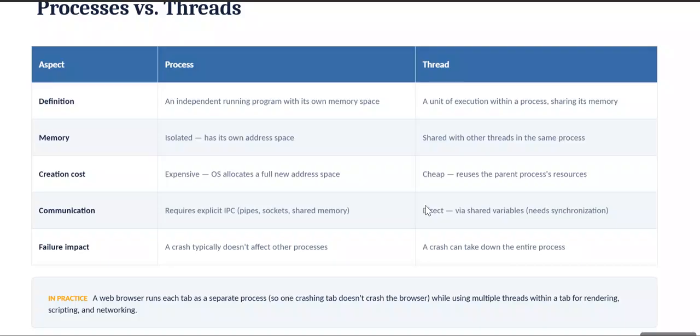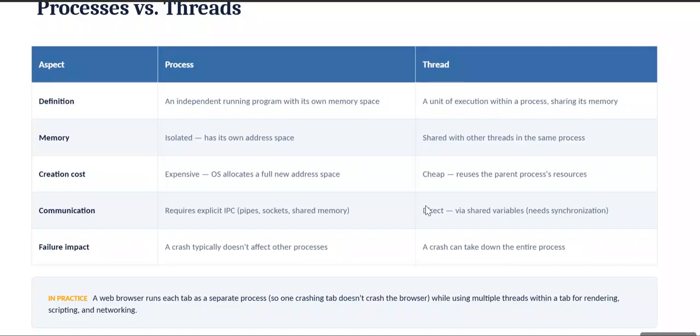The memory is isolated. Now, creation cost is very expensive. The operating system allocates a full new memory address space, like I used the TikTok example. When the TikTok process is running, the operating system allocates a full new address space for that particular process to run. Now, communication between processes requires explicit IPC, which is pipes, sockets, and shared memory. So it requires explicit IPC.